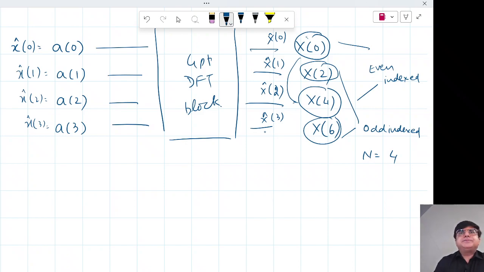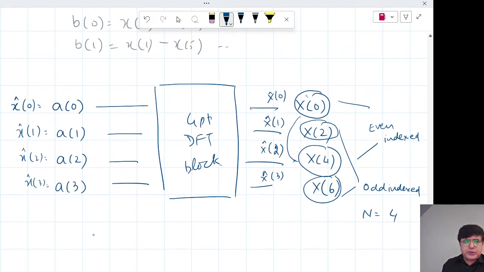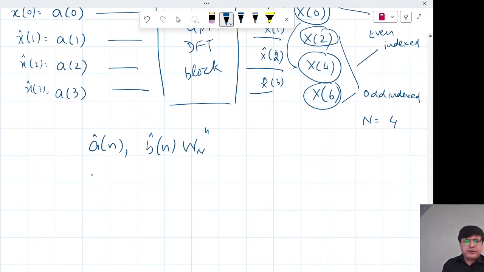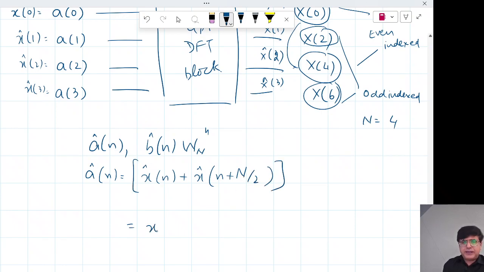Clear so far? Yeah. Okay. So now I would need to get the new sequences a hat of n and b hat of n times w subscript n to the power n, because now this a hat of n will just be x hat of n plus x hat of n plus capital N over 2, and in this case, with capital N being 4, it is going to be 2.